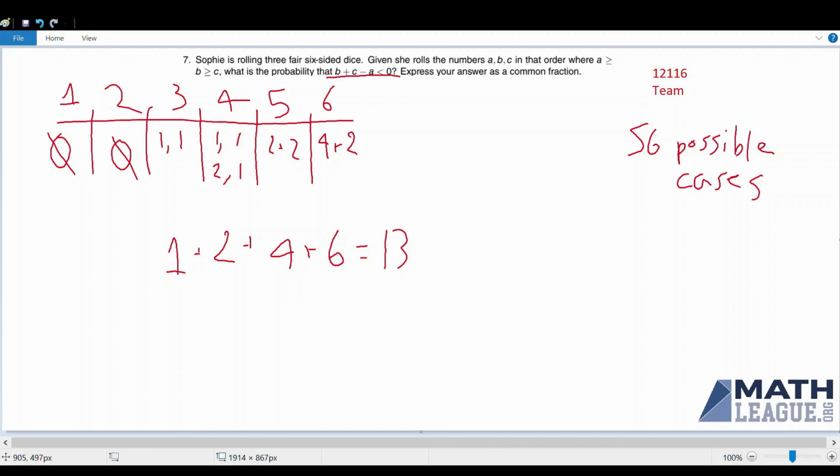desirable cases out of 56 possible ones, so that gives us a probability of 13 over 56 that Sophie rolls a set of dice that satisfies the inequality B plus C minus A is less than 0. That's what our question is looking for. We don't have any way to simplify this fraction, so our solution is 13 over 56, and we are done. Thank you very much for watching.